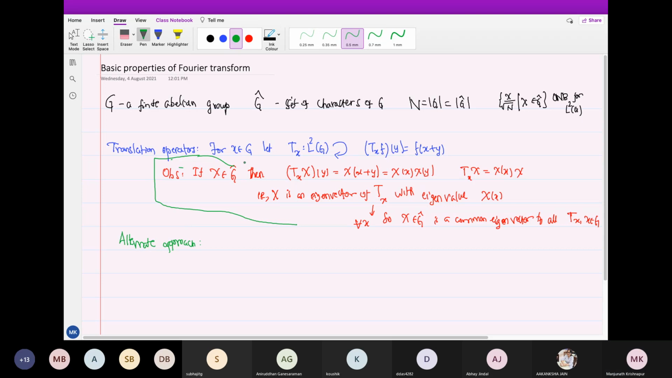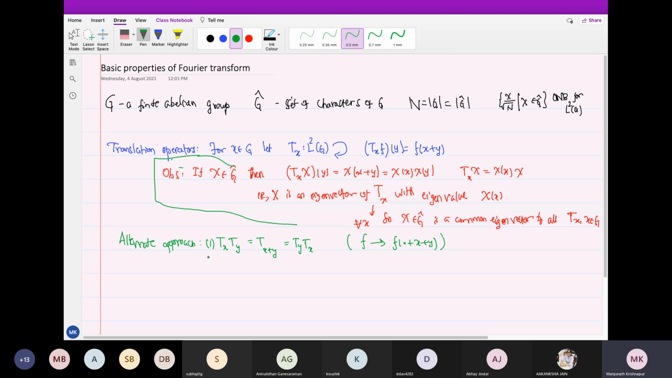You start here. So you look at all these operators Tx. Two things. One is Tx, Ty is actually Tx plus y. So it's also Ty Tx. So what does Tx, Ty do to a function? First you translate by y and then you translate by x. So all of these map f to f of the argument plus x plus y. So this is point number one.